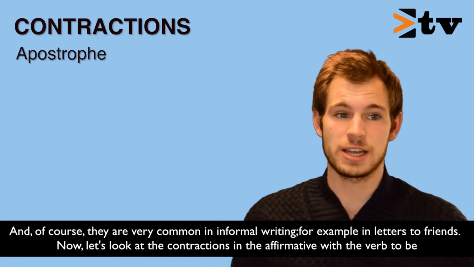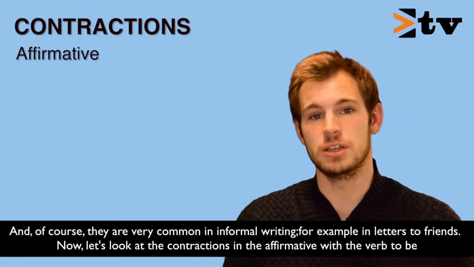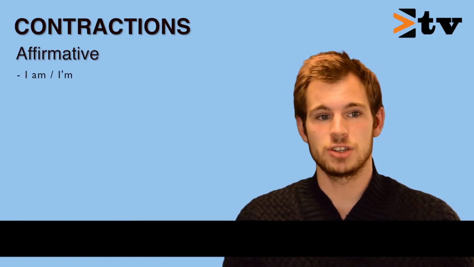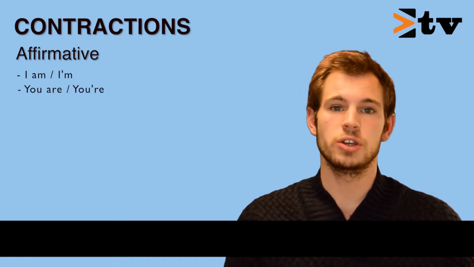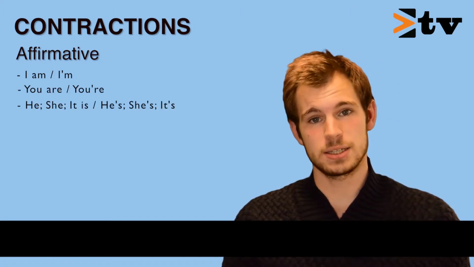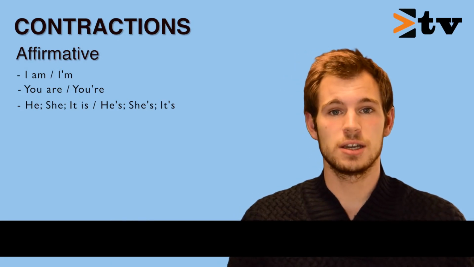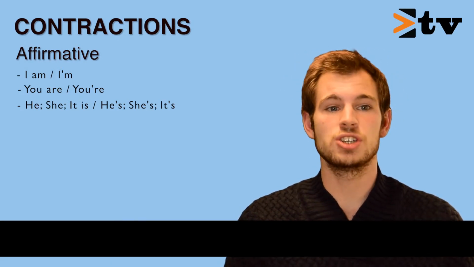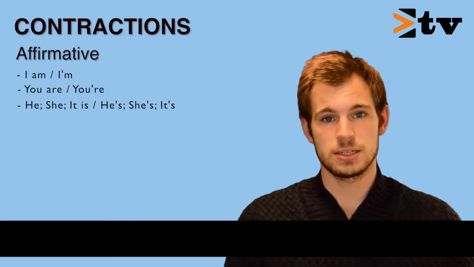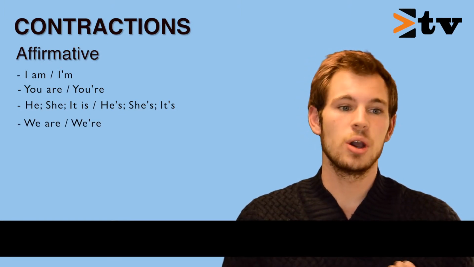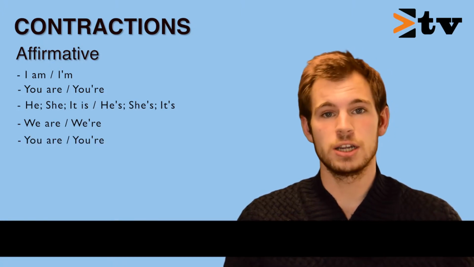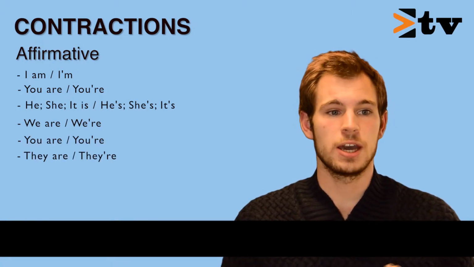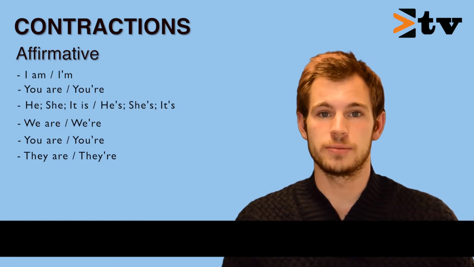Now let's look at the contractions in the affirmative with the verb to be. I am changes to I'm. You are changes to you're. He is changes to he's. She is changes to she's. It is changes to it's. We are changes to we're. You are changes to you're. And they are changes to they're.